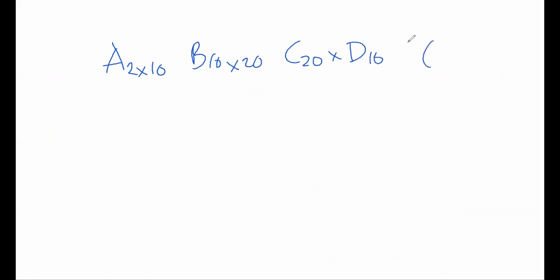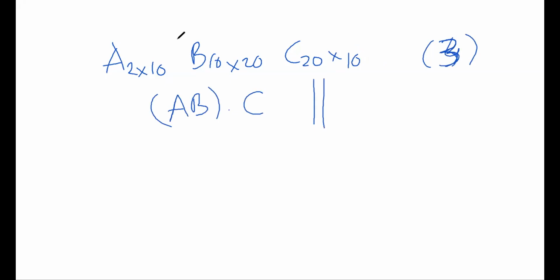In this chain, I have 4 matrices that I have to multiply with each other. Sorry, not 4, it's 3. There are 3 matrices that you have to multiply. So what are the different ways you can multiply? Associativity of multiplication of matrices. You have 3 matrices that you have to multiply with each other. You can multiply a matrix only when the size of the column of the first matrix is the same as the size of the rows of the second one. Here, this and this should match.